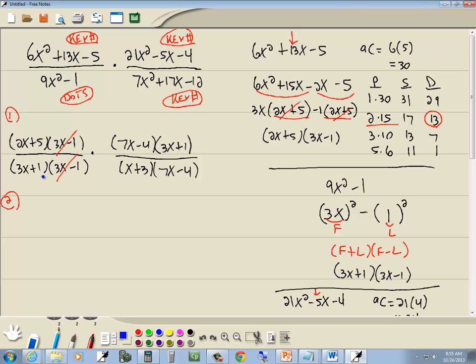Here's a 3x plus 1, here's a 3x plus 1. So those are going to cancel. Here's a 7x minus 4, here's a 7x minus 4. Those cancel. Again, only guideline is one's on top, one's on the bottom, and they're the same. Now we're left with 2x plus 5 up on top, and we're left with x plus 3 down here. And that's our answer.